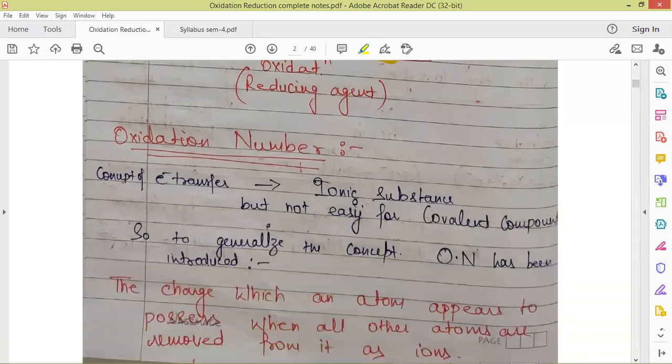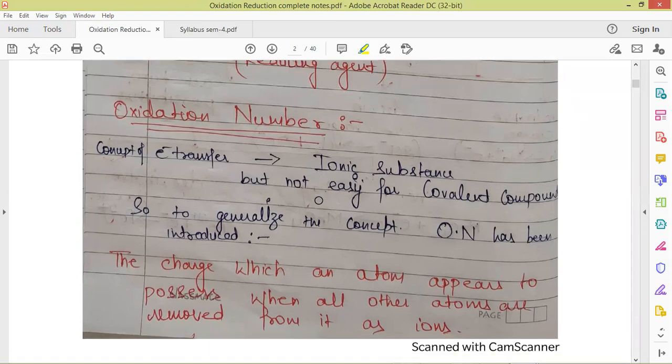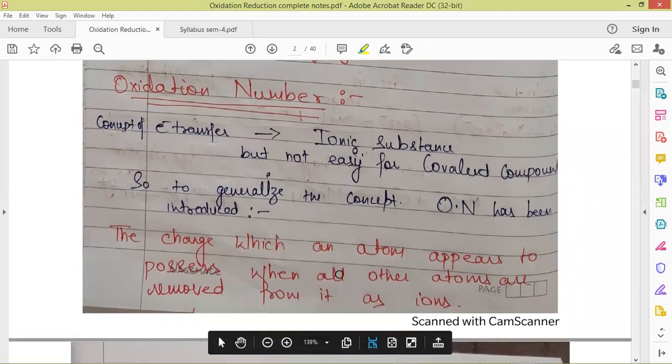So this was all about cases where we can see the oxidation number, or we can say the valency, getting changed. The concept of electron transfer can be easily applied to ionic substances, but it is not easy for covalent compounds. So to generalize the concept of oxidation and reduction, to apply it to all compounds, we have the concept of oxidation numbers instead of valency. Oxidation number is the charge which an atom appears to possess when all other atoms are removed from it as ions.